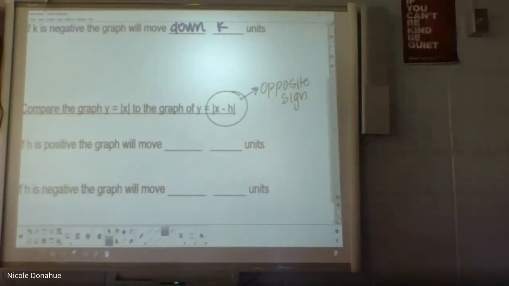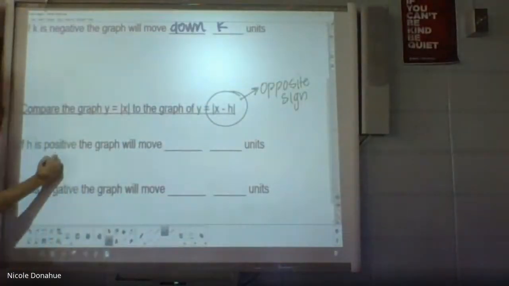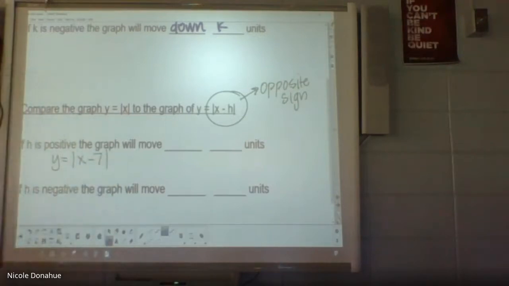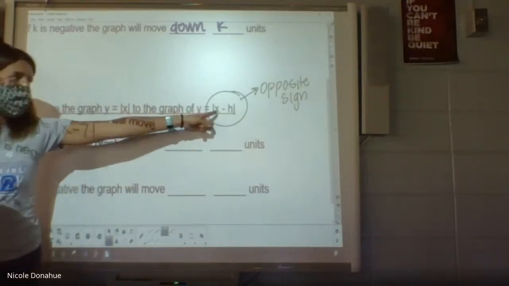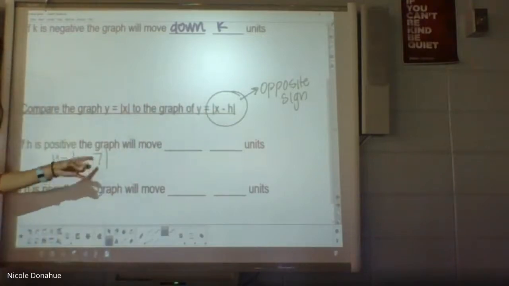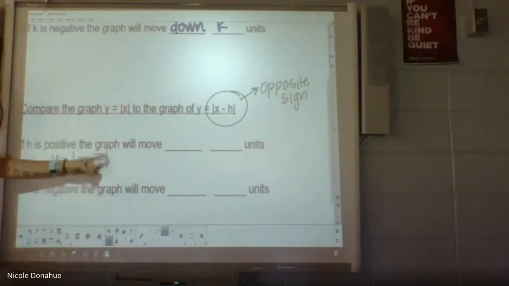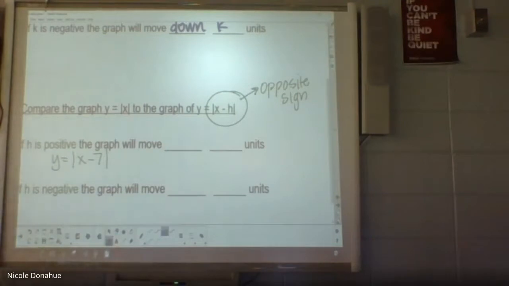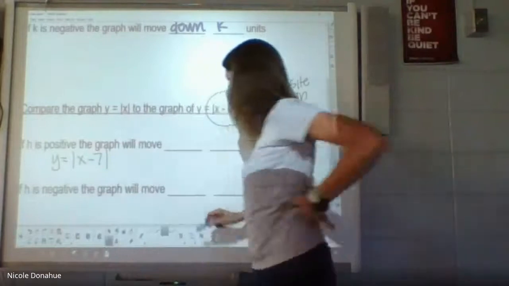So I'll show you guys an example of this. If I have y equals the absolute value of x minus 7, technically your h is positive in this case. Because it's negative h here, so it's the opposite sign, so this is really like a positive h. What's going to happen with the 7 this time? If I have x minus 7, which way is it going to go? Right. It's going to go to the right. It's going to do the opposite of what you kind of expect.